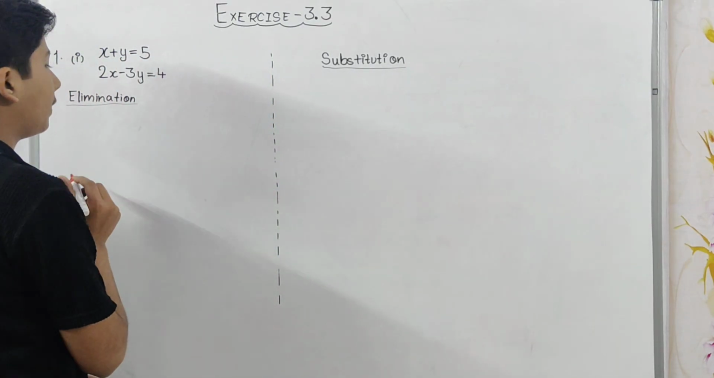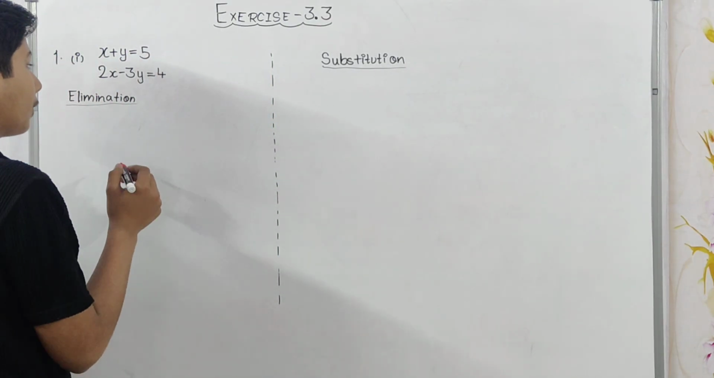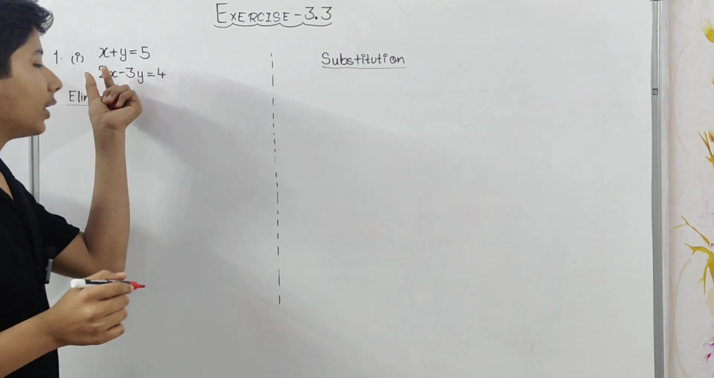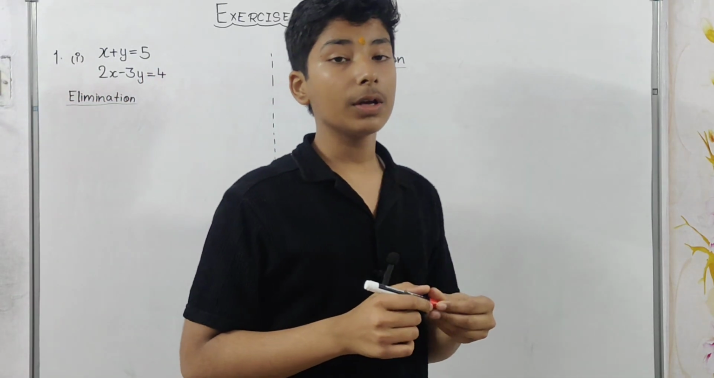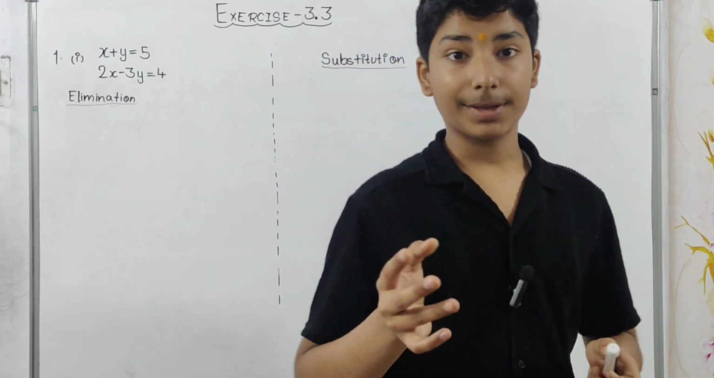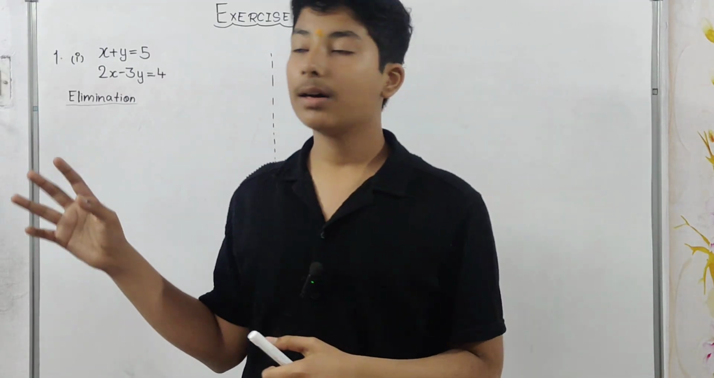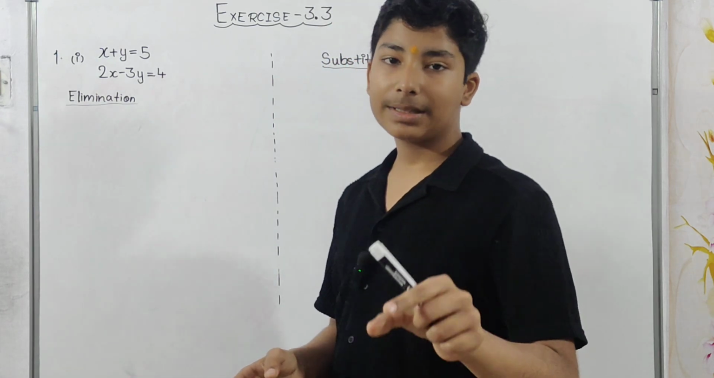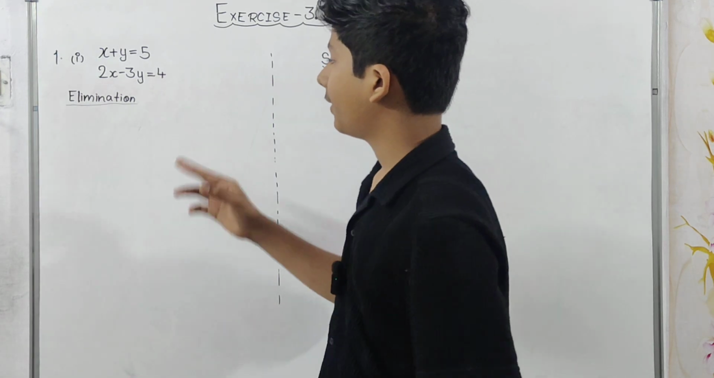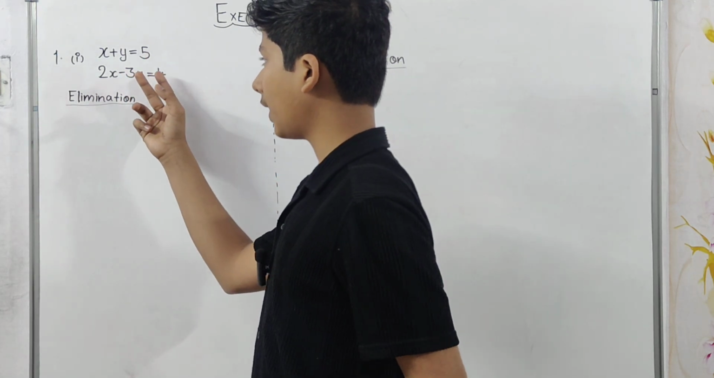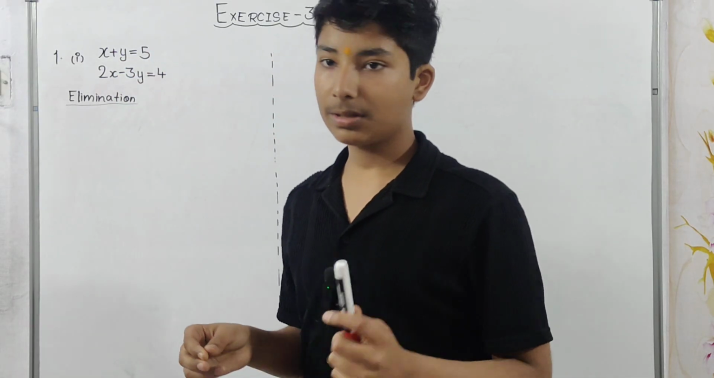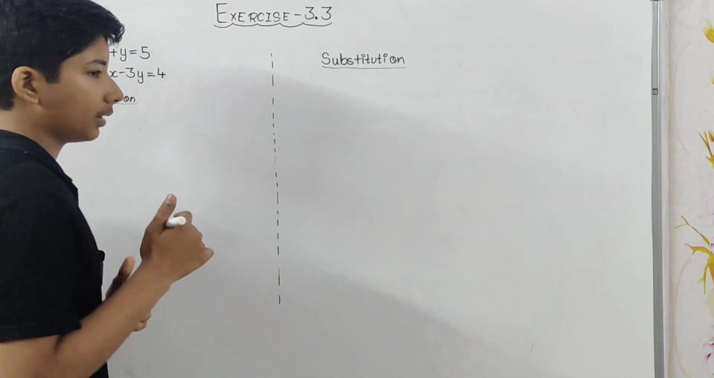So firstly, elimination. We know this process. What we do is we see the terms which we have to cancel. If we want to cancel the variable x, then we see that the coefficients are the same, or if not, we make them the same. Then we solve for y, and after getting the value of y we put the value of y in any of these equations, then we get the value of x.